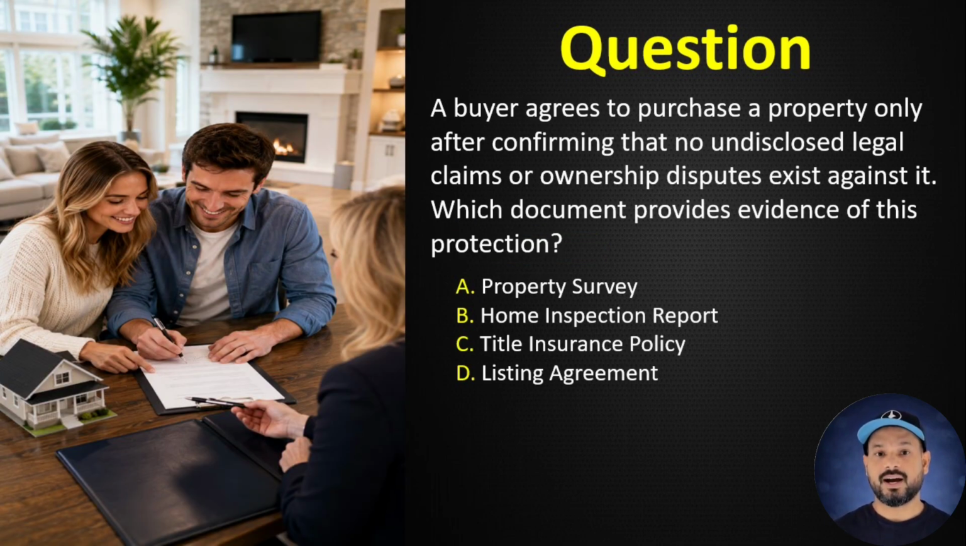Question number 39. A buyer agrees to purchase a property only after confirming that no undisclosed legal claims or ownership disputes exist against it. Which document provides evidence of this protection? A. Property survey, B. Home inspection report, C. Title insurance policy, D. Listing agreement. Correct answer C. Title insurance policy.